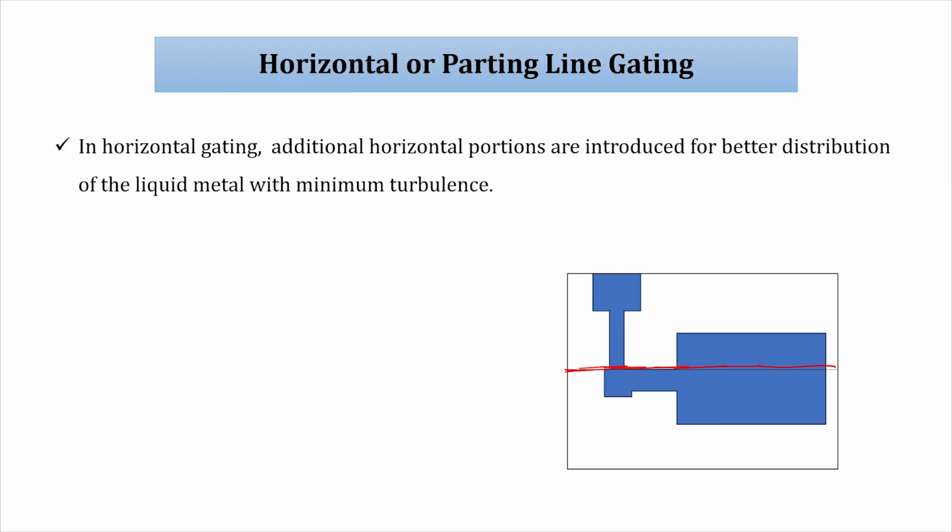This is named as the horizontal gating system or parting line gating system. Additional horizontal portions are introduced for better distribution of liquid metal with minimum turbulence. With minimum turbulence, we try to optimize. It is the effect of both top gating and bottom gating. We will understand this as an example in a numerical problem.